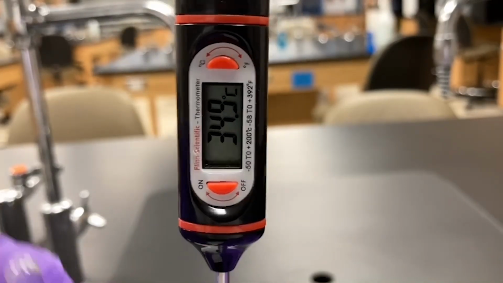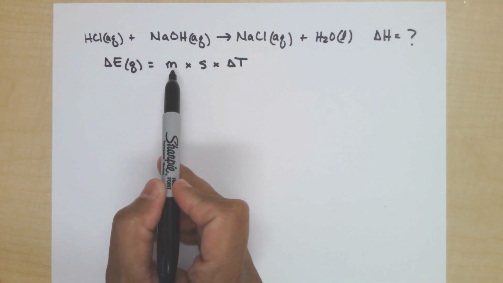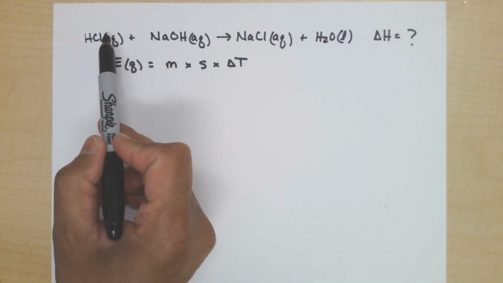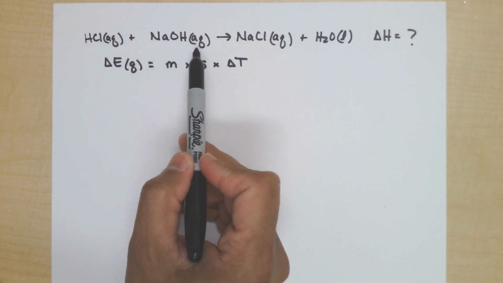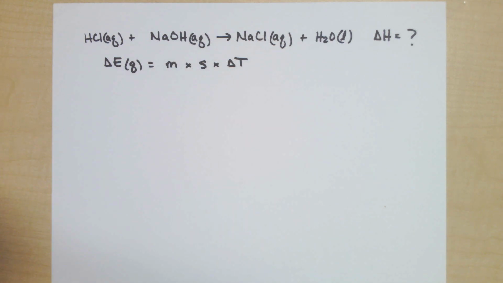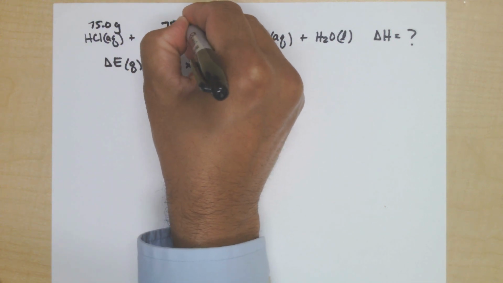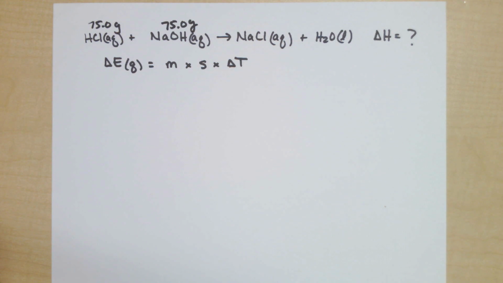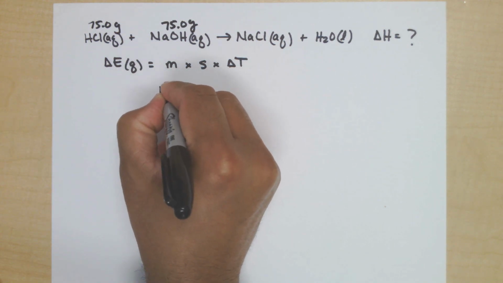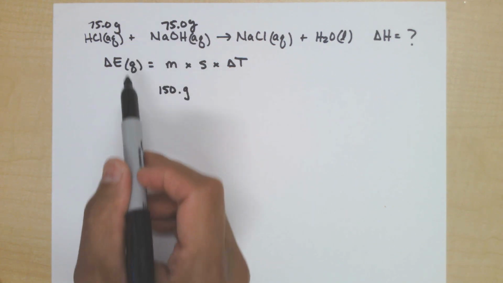Let's look at the calculations for this experiment. For this equation, M is the total mass. Recall, I used 75 milliliters of each, the hydrochloric acid and the sodium hydroxide solutions. These solutions are mostly water, so I can reasonably assume that the density of water is about 1.0 grams per milliliter. Thus, each solution is about 75.0 grams. So the total mass will be 150 grams. I put a decimal here to signify the three significant figures.